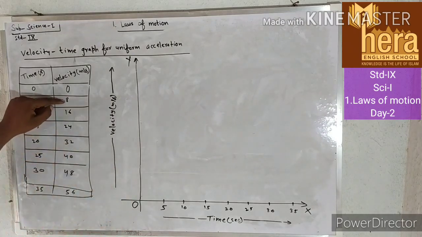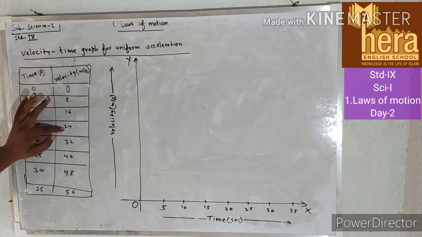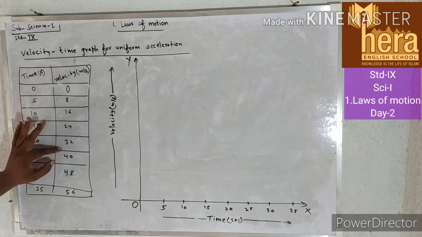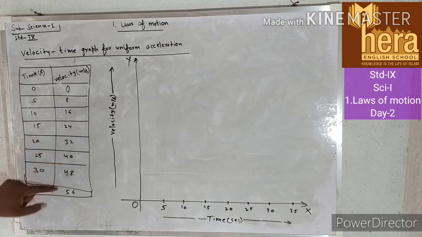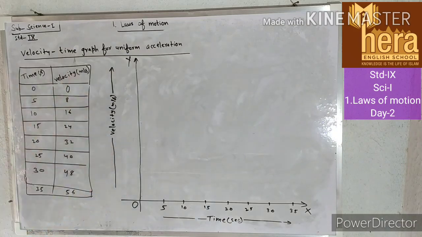Here we have to check whether velocity interval is equal or not. 8 minus 0, 8. 16 minus 8, 8. 24 minus 16, it is 8. 32 minus 24, again 8. 40 minus 32, again 8. 48 minus 40, 8. 56 minus 48, that will be equal to 8. It means we can take interval of 8 meter per second.